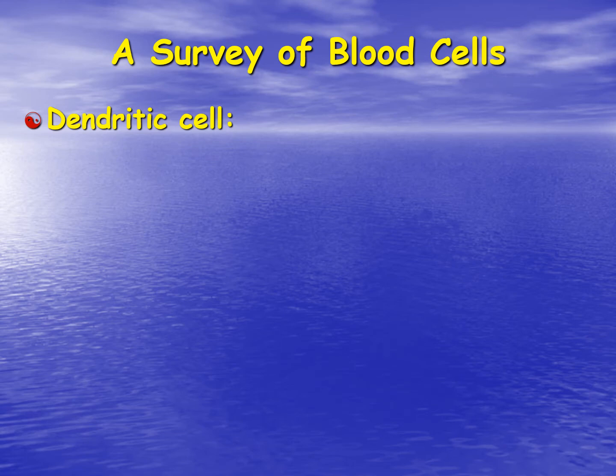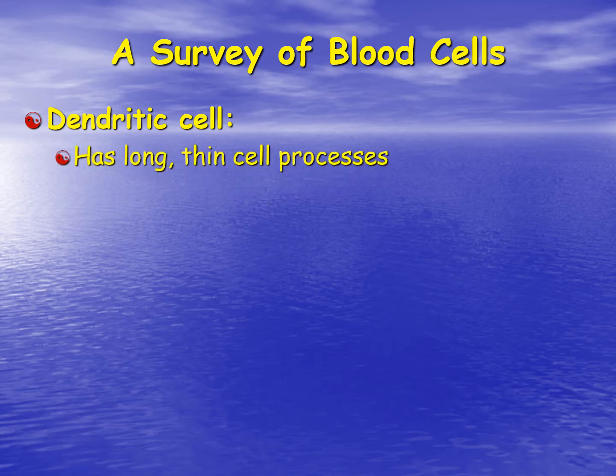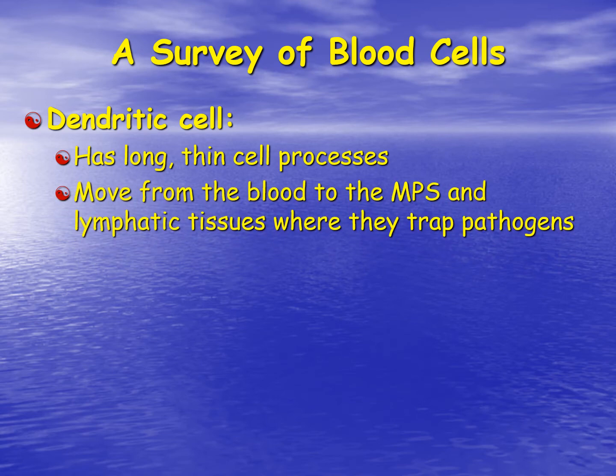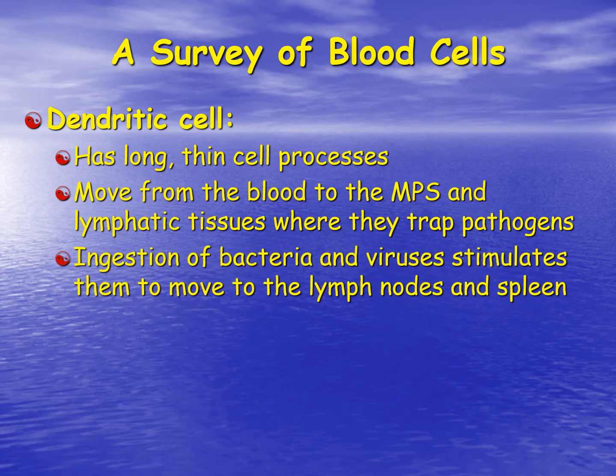And some of them actually are named for their various specific functions. A good example of this is the dendritic cell. The dendritic cell is a modified macrophage found primarily in the lower parts of epithelial tissues and in connective tissues. They move from the blood to the MPS and the lymphatic tissue, so really out into the environment of the body, where they then trap pathogens and engulf them and then process the antigens.